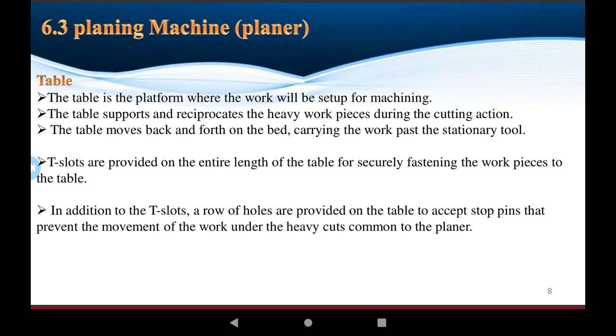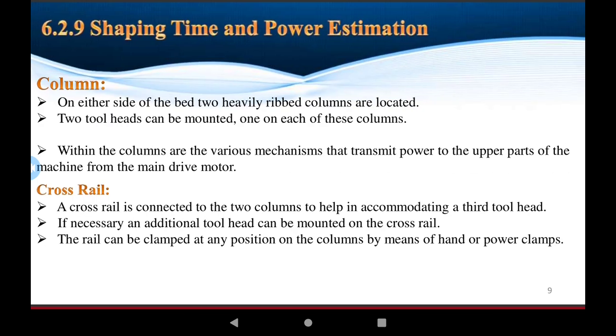The work demand is increasing, and this also contributes to the design purpose of the machines, which prevent movement under the heavy cut of the columns common to the tables performing the work. Some of the points discussed in this video are times and power estimation, the machining times. On either side of the bed, two heavy columns are located.